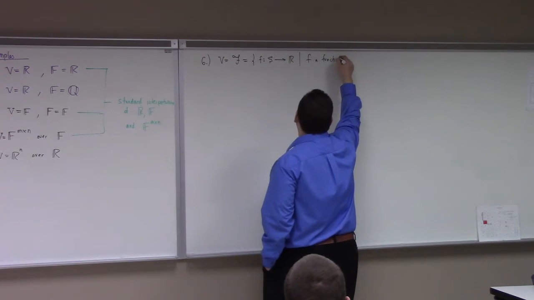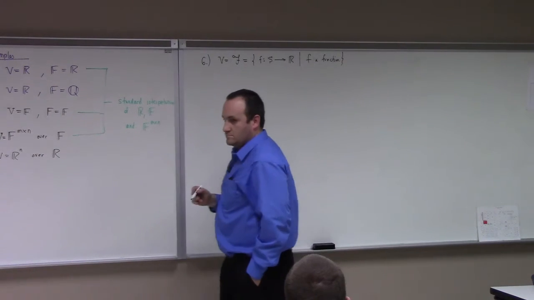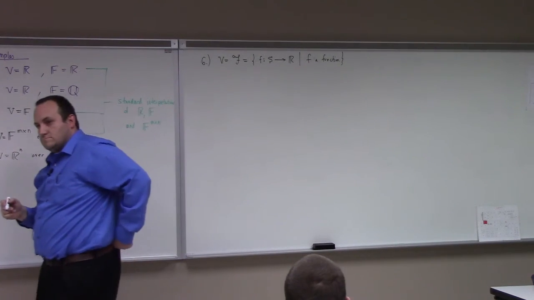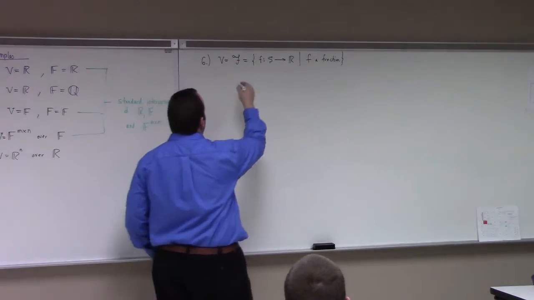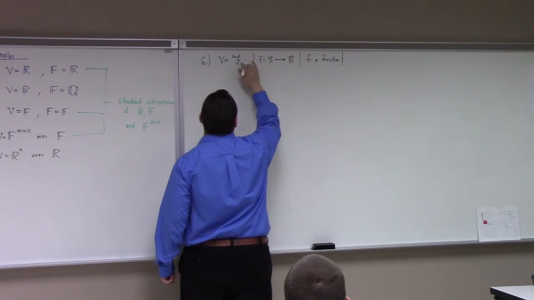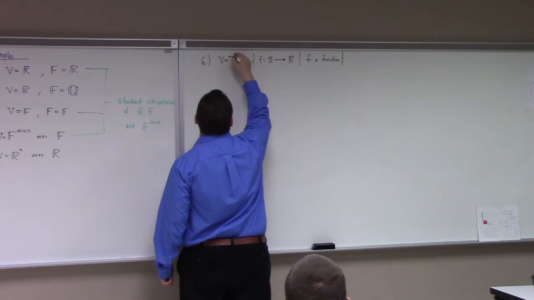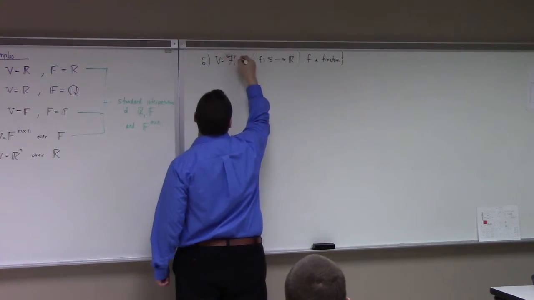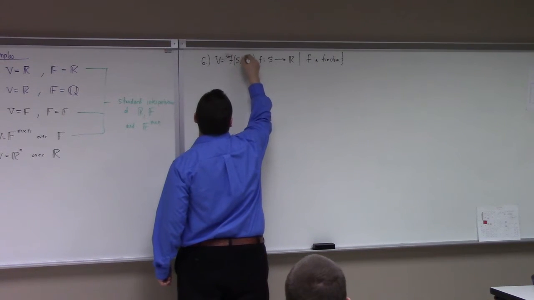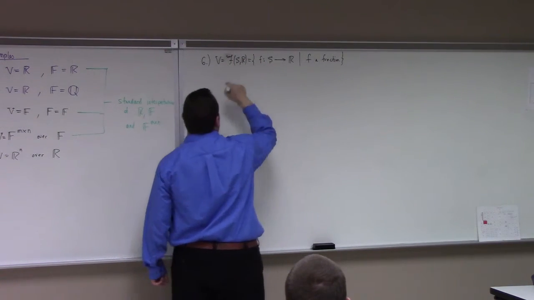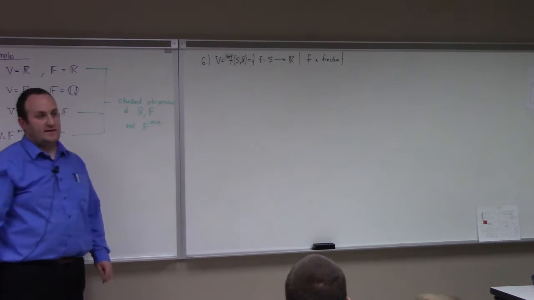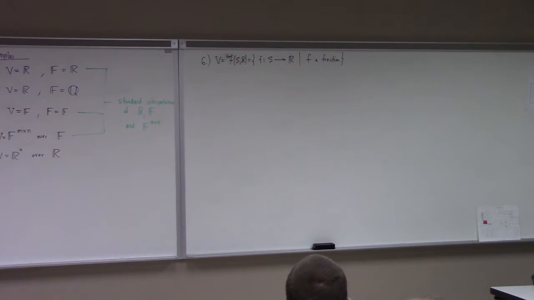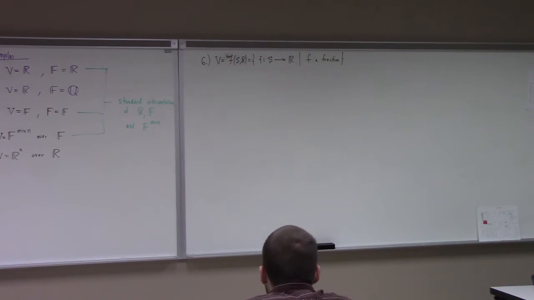Is this a vector space? I usually would use this notation for it: functions from S to R. That's my standard notation for functions that take S as the domain and R as their codomain. Just functions. There's no extra structure assumed here, just that they're functions.